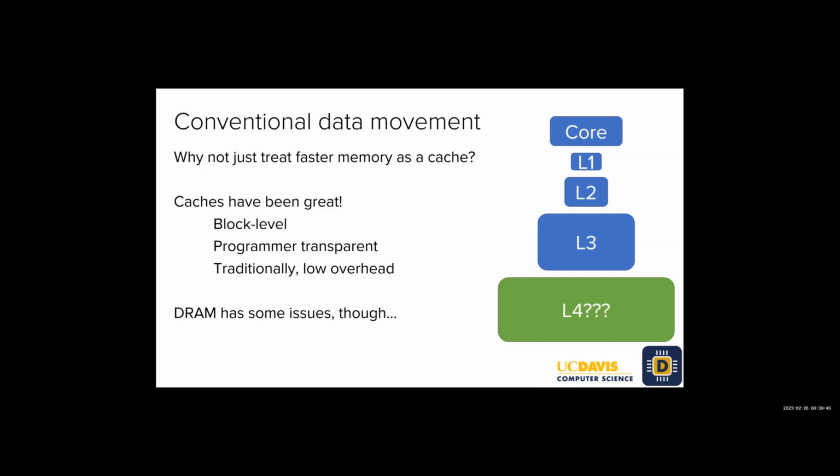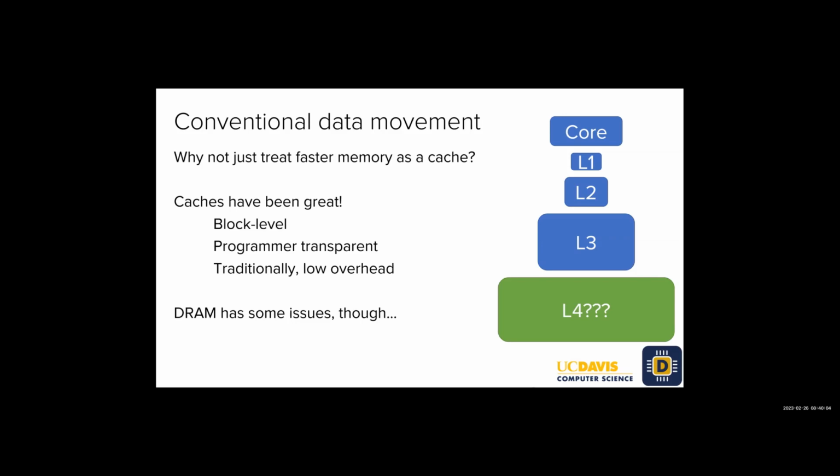So these caches were great for a very long time. They were programmer transparent. Programmers never had to worry about where their data was. They didn't have to manually move the data around. They were very low overhead. If you wanted to throw in another level of cache, it usually gave you better performance.